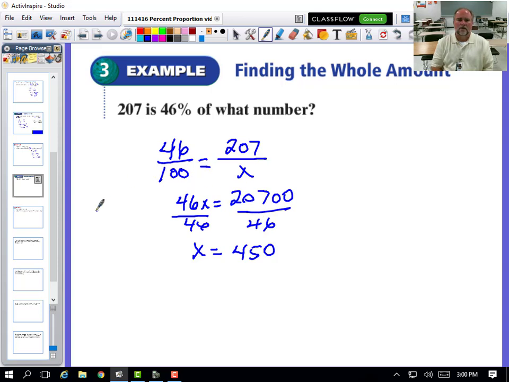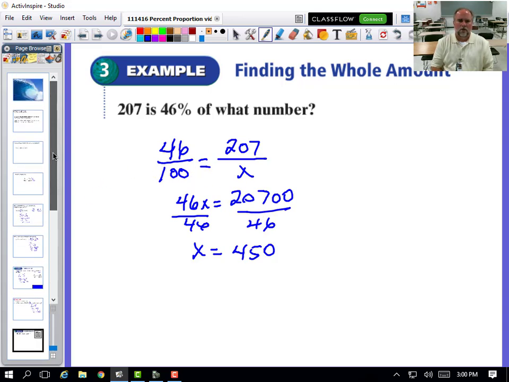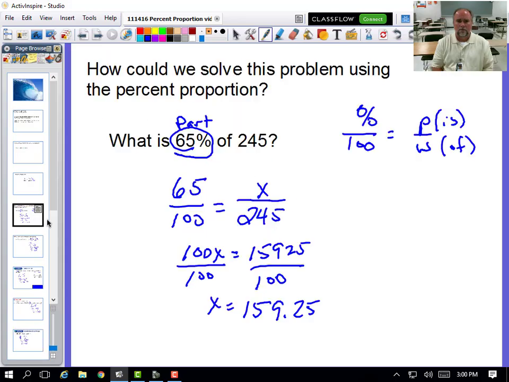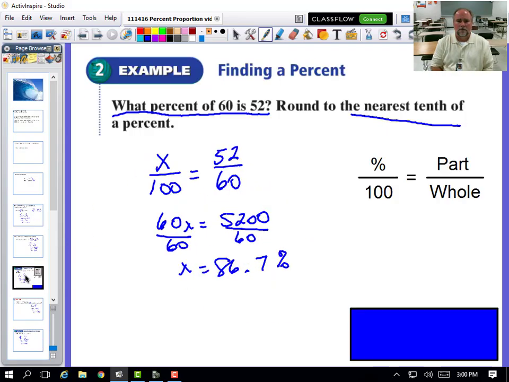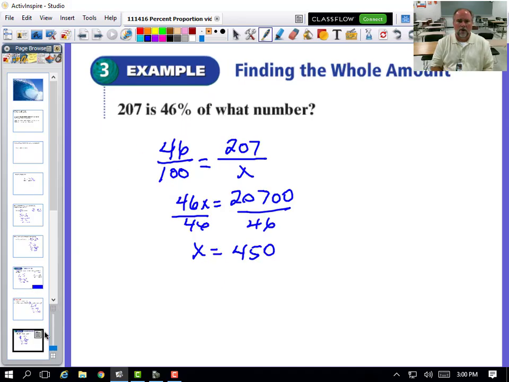So those are our three types of percent questions. We have percent of a number, where the part is missing. We have what percent of something is something else. So we have the second type, which is where the percent is missing. And then the third type is where our total is missing.